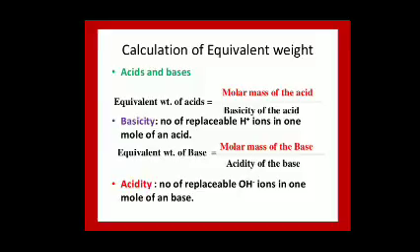Equivalent weight of H2SO4: gram molecular weight 98, basicity of H2SO4 is 2. H2SO4 replaces 2 H+ ions from 1 mole of H2SO4, so the basicity is 2. 98 by 2 is equal to 49. Equivalent weight of H2SO4 is 49. Equivalent weight of acid is equal to gram molecular weight of acid by basicity of acid. The number of H+ ions replaced from acid is called basicity.